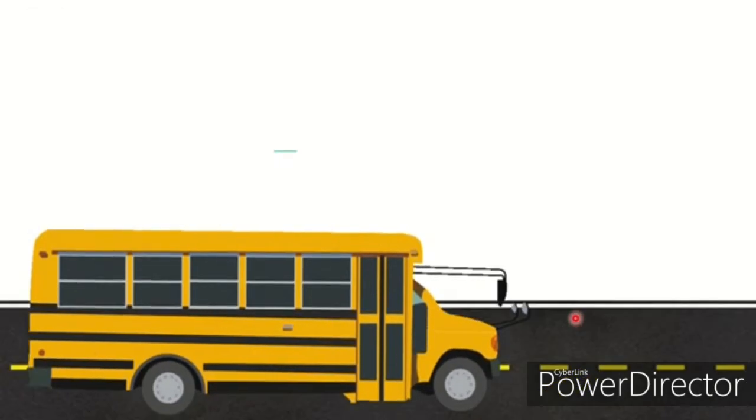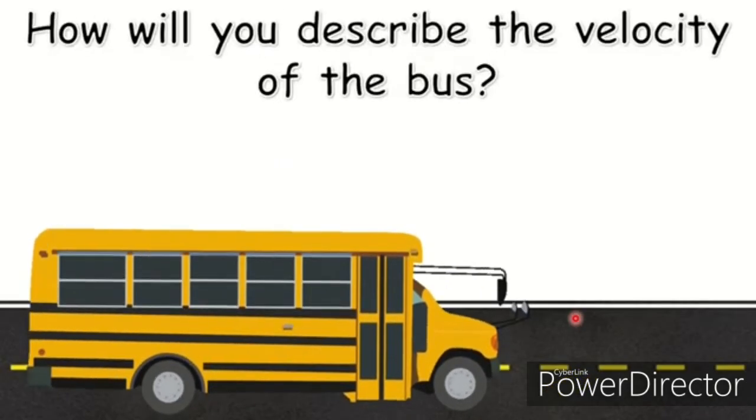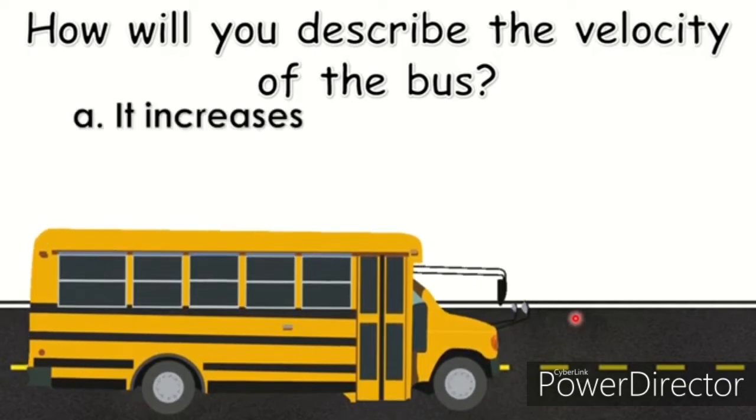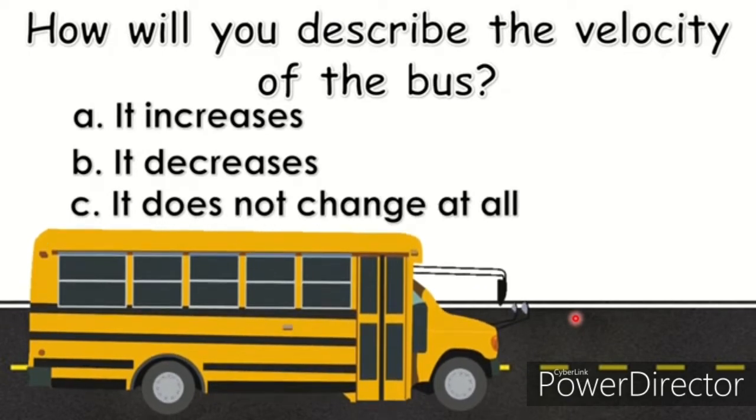Next question. After passing the curvy road, the bus travels on a straight road. How will you describe the velocity of the bus? It increases, decreases, or does not change at all? If your answer is letter A, then you are correct. After passing the curvy road and traveling on a straight road, the velocity of the bus will increase.